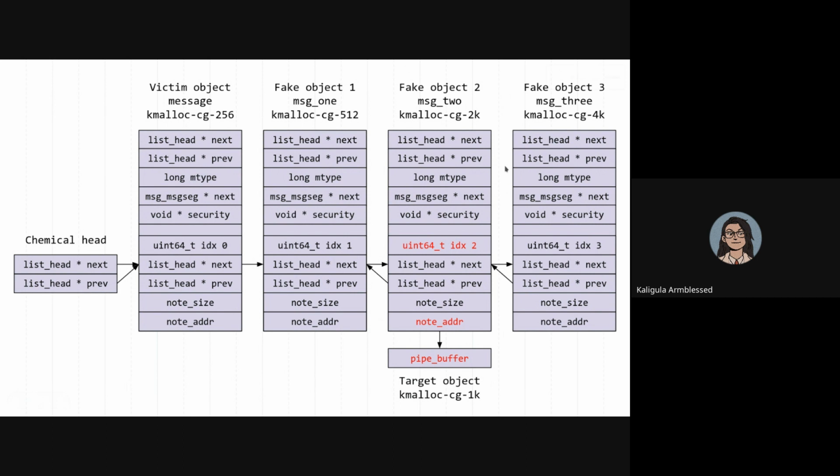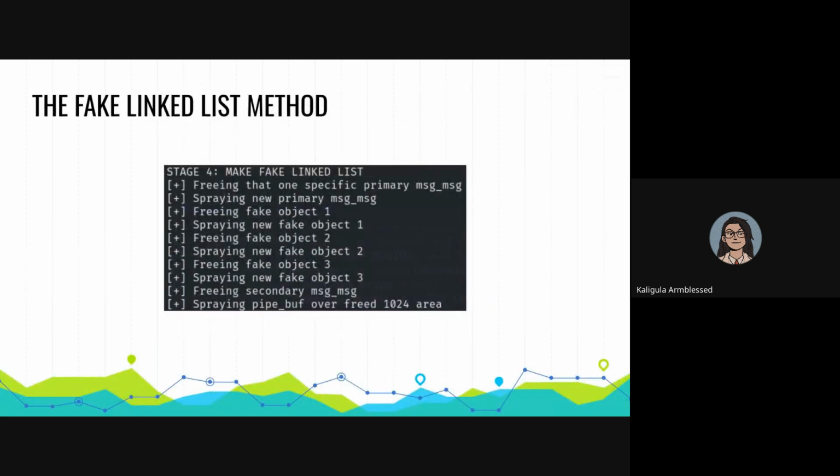But remember, when we free a chemical object, we also free whatever is pointed to by no address. So what we're going to do is have no address pointing to a target object that we want. In this case, we have it pointing to a kmalloc-cg-1k object that has been filled with a pipe buffer object. And I'll explain why this is useful later. So I'm just going to show you how the fake linked list looks first. So this is how it looks like in the exploit. It's just respraying different message objects.